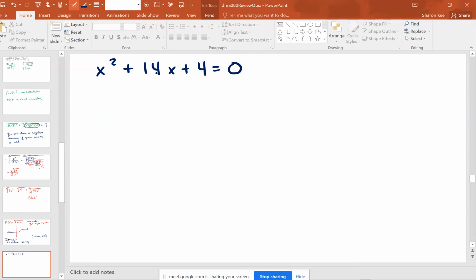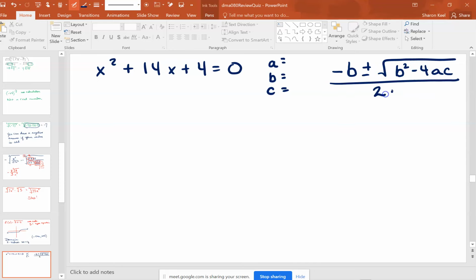This is one of those that before we would have said it is prime because we couldn't find the middle number when we looked on the calculator. Instead, what we're going to do is identify our A, our B, and our C, and then we're going to use the quadratic formula, which is the opposite of B plus or minus the square root of B squared minus 4 times A times C, everything over 2A.